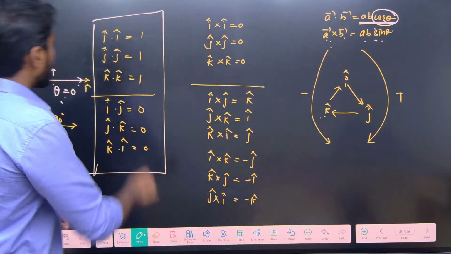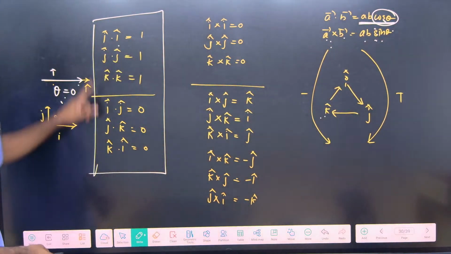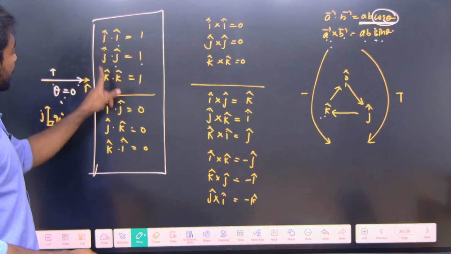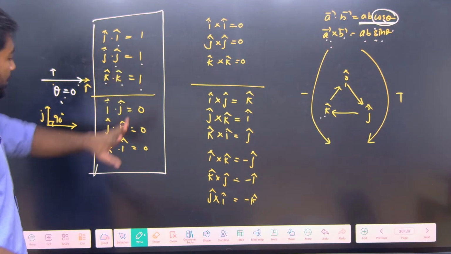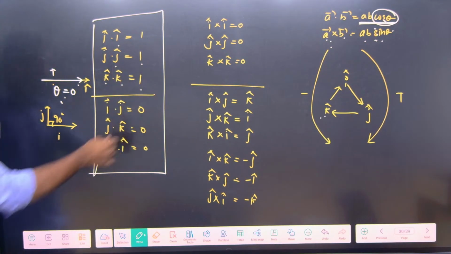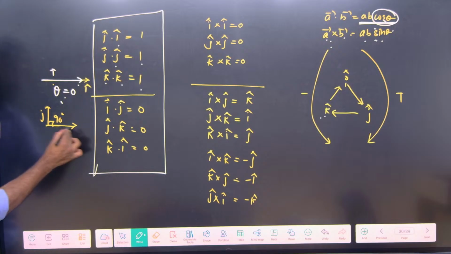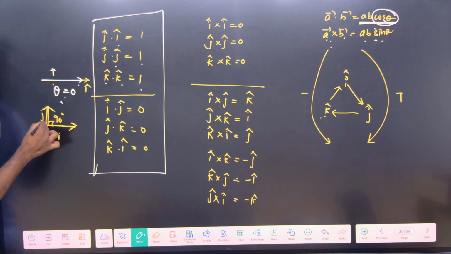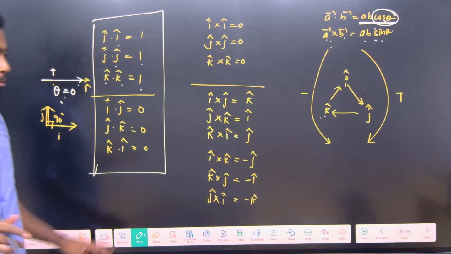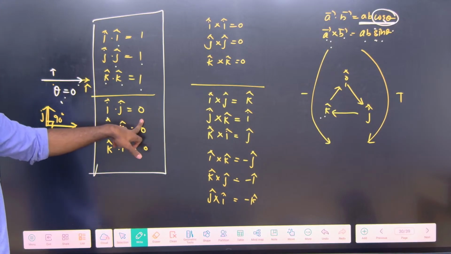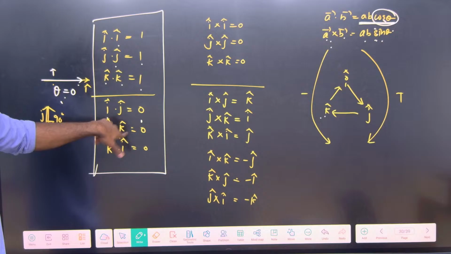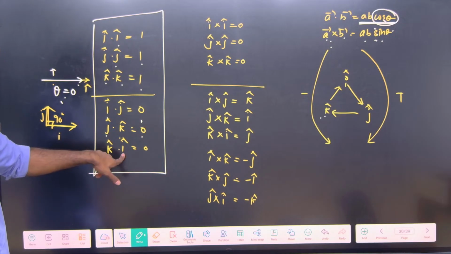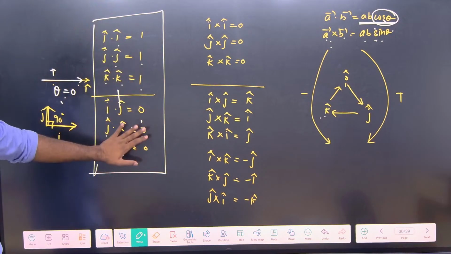Okay. So I dot I will give us 1, j dot j will give us 1, k dot k will give us 1. Whereas I dot j will give us 0, because I is in this direction and j is in this direction. Cos 90 is 0. So I dot j will be 0, j dot k will be 0, k dot I also will be 0. This is for the dot product.